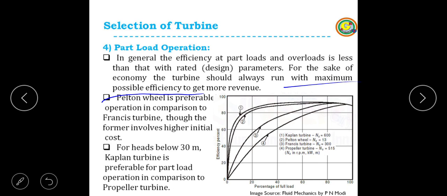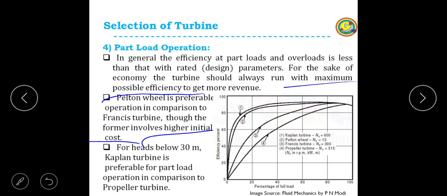For that purpose, for the sake of economy, the turbine should always run with maximum possible efficiency. Pelton wheel is preferable for part load operation in comparison to Francis turbine, though the former involves higher initial cost. Of course, impulse turbine is costlier than Francis, but still in comparison with Francis, it is preferable. For heads below 30 meter, Kaplan turbine is preferable for part load operation in comparison to propeller turbine.